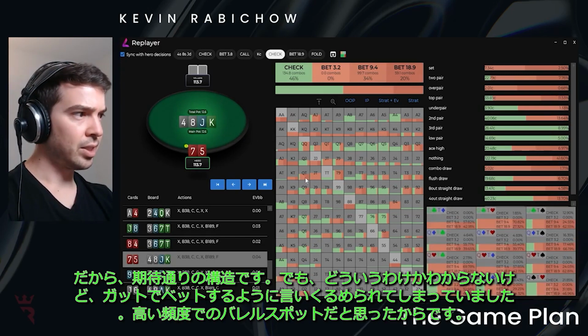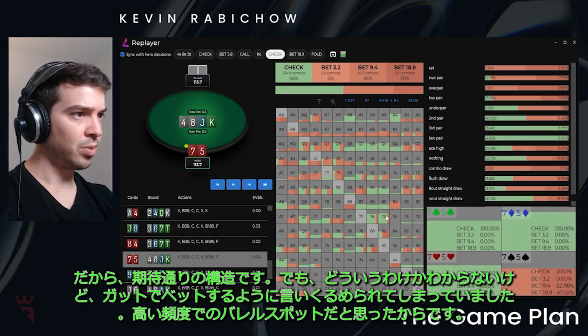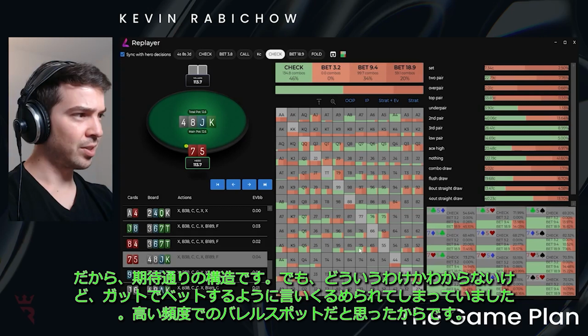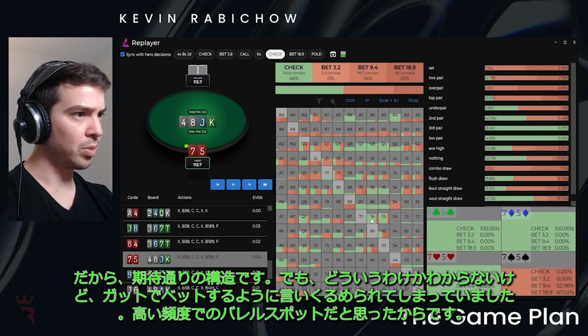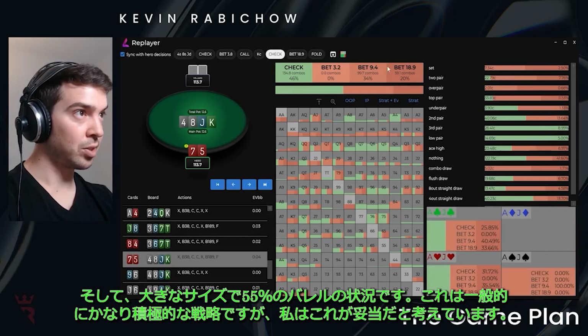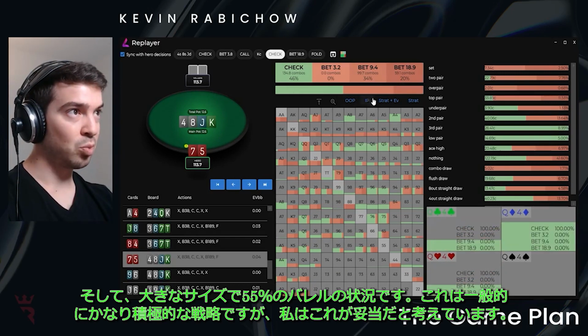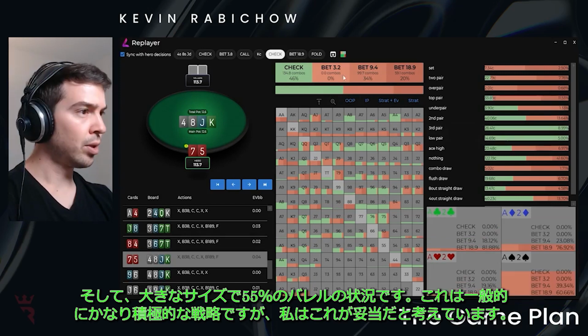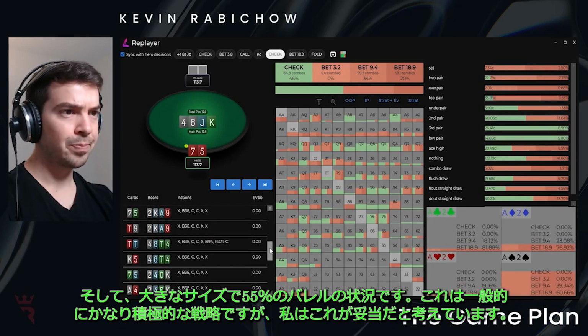So that is kind of the structure that I was expecting. But for whatever reason, I still just got kind of roped into betting my gut shot because I thought it was a high barrel spot. And it is. I mean, it's a 55% barrel situation with large sizings. That's a pretty aggressive strategy in general, so I think it's a reasonable one.